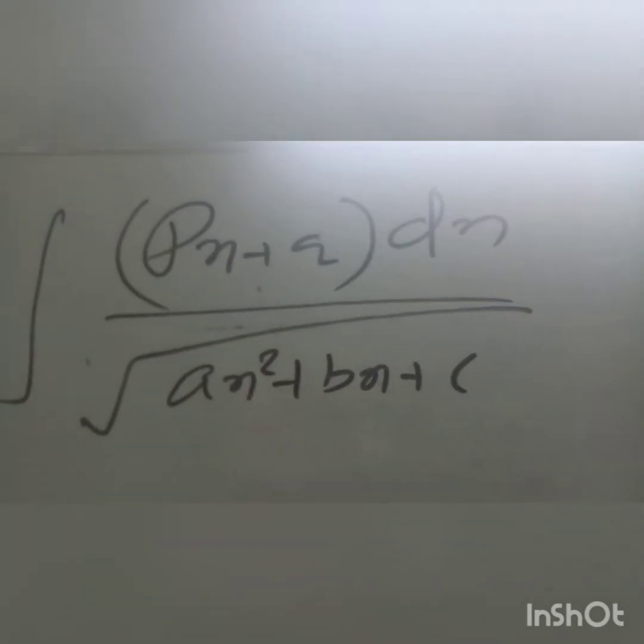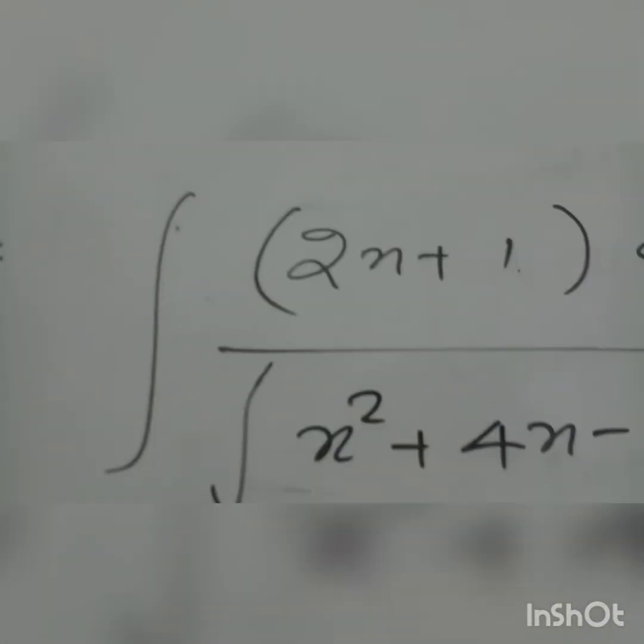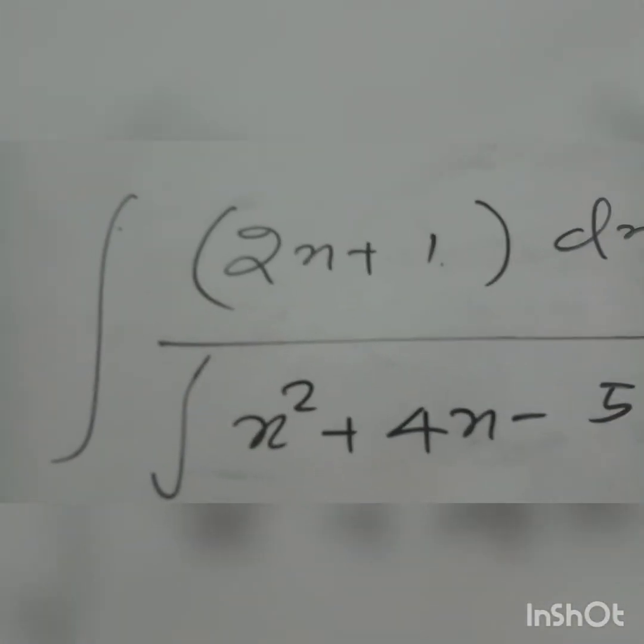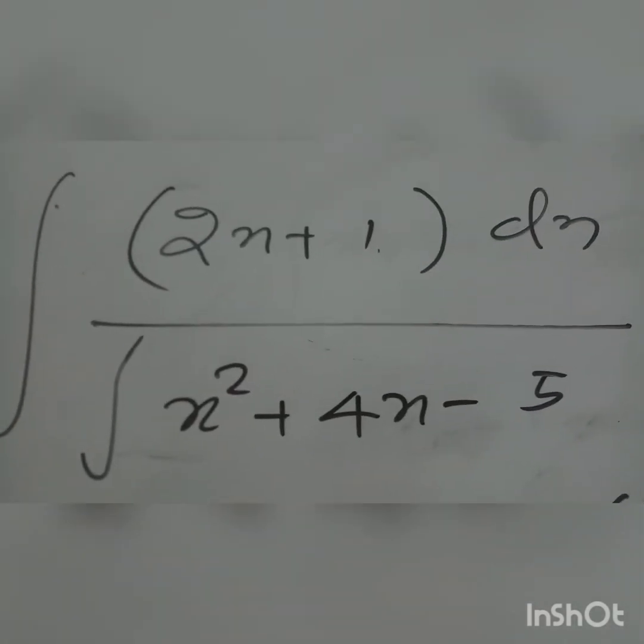Next, we have to discuss the problem which is of the form integral (px + q) divided by the root of ax² + bx + c. That means linear by root quadratic. Let us see one example: integral (2x + 1) dx divided by the root of x² + 4x − 5.